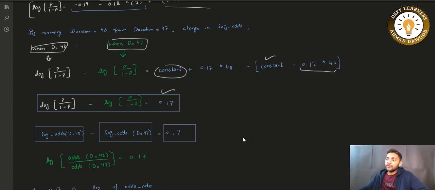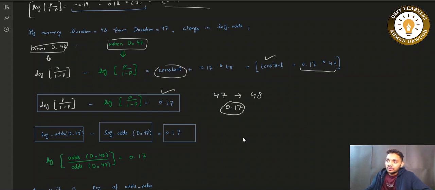It means when you have changed your duration from 47 to 48, your increase in log of odds is 0.17, and you can directly see from your coefficient that it is interpreted in this way. When you increase your duration by 1 unit, your increase in the log of odds will be 0.17. It is very simple.